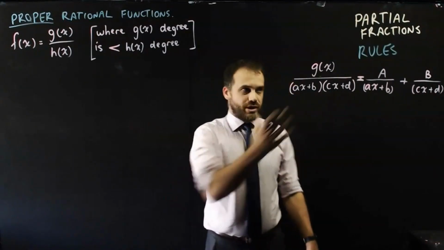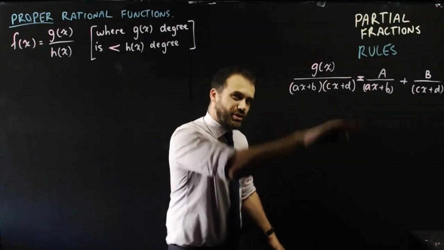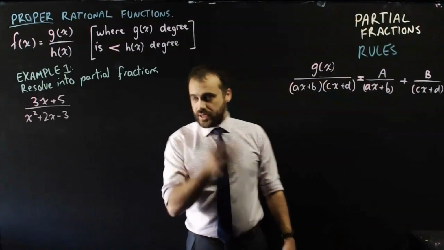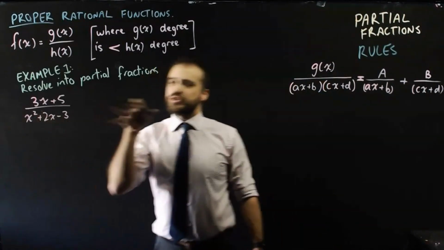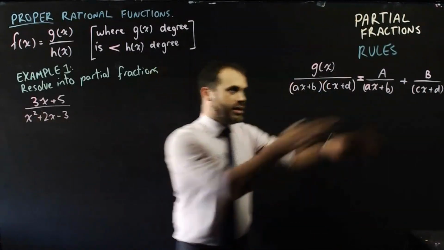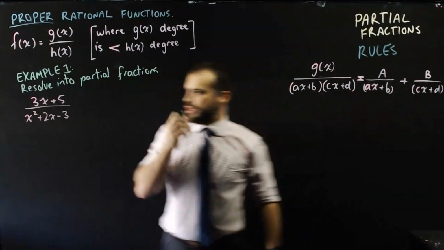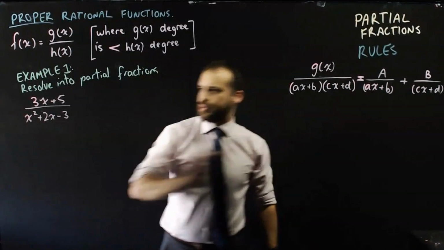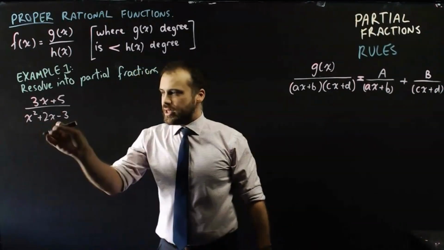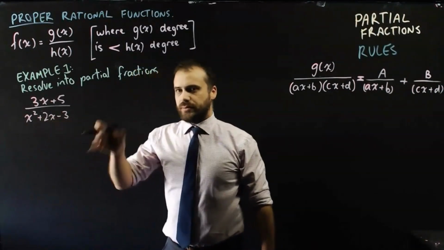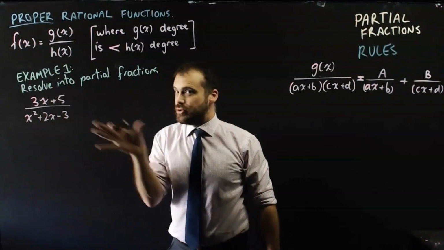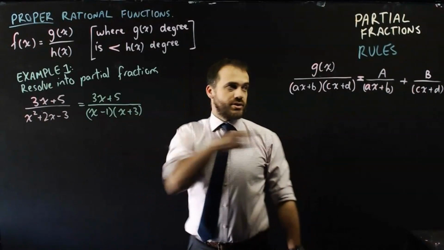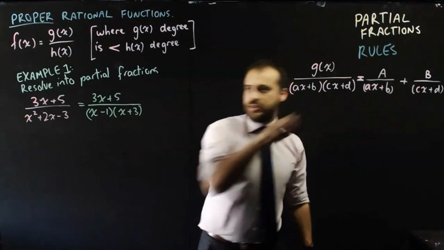Alright, well let's try something that uses that rule. We're going to learn another couple of rules as well, but let's do something that uses that. So first example here, we're going to take this and we're going to resolve it into partial fractions. We're going to cut it into two fractions here. Now you might be looking at it saying, wait, it doesn't look like that, but it's a quadratic, so we can easily split x squared plus 2x minus 3 into two factors.